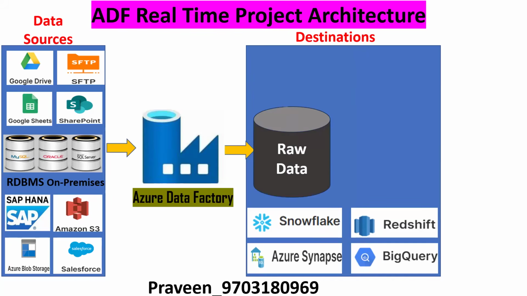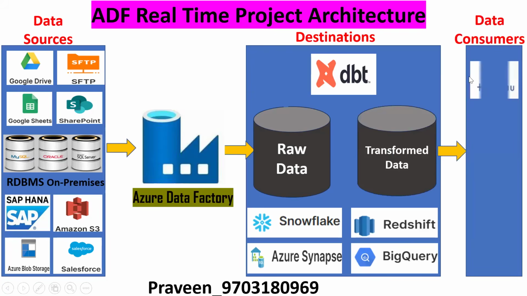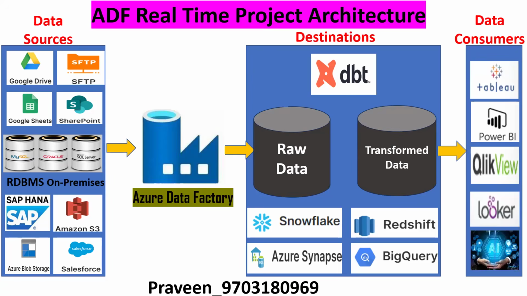Now with the help of DBT or Databricks, we do the transformation. The transformed data will be consumed by the data consumers, nothing but the reporting people: Tableau, Power BI, QlikView, Looker, or any AI tools for LLM projects. Simple thing. So bring the data with the help of ADF, transform it. This is the functionality. Got the point? If you're able to understand this picture, the entire thing is simple and easy to understand ADF. Bring the data, transform it, orchestrate with the help of ADF.